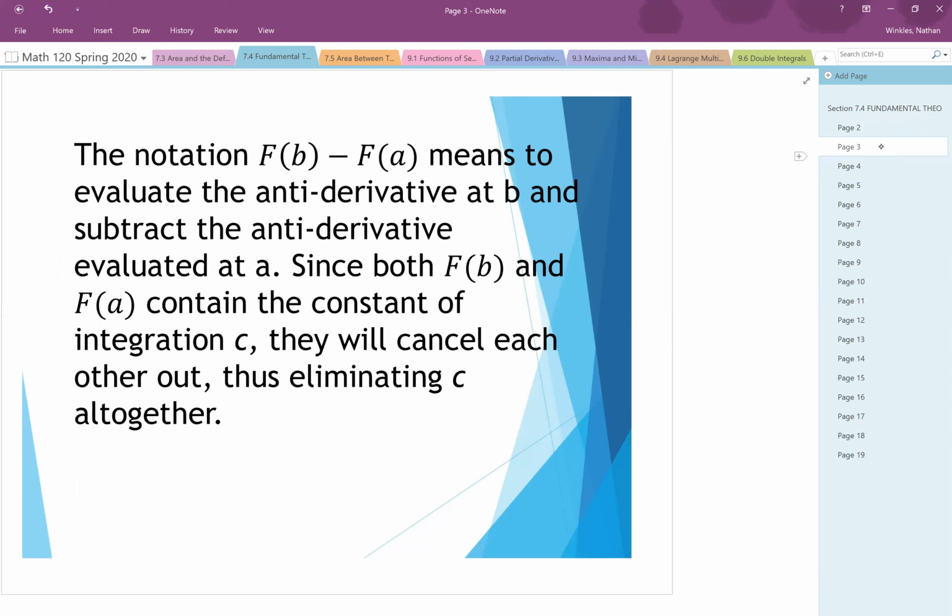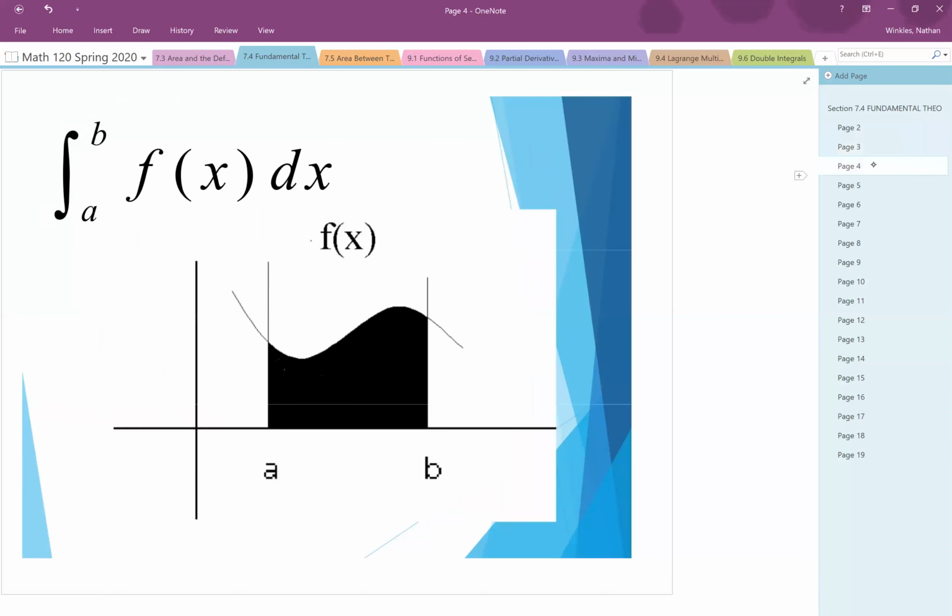The notation F of b minus F of a means to evaluate the antiderivative at b and then subtract the antiderivative evaluated at a. Since both F of b and F of a contain the constant of integration c, they will cancel each other out, thus eliminating c altogether. If you still leave a c in your answer, it will be wrong every single time when we are using the fundamental theorem of calculus or a definite integral.